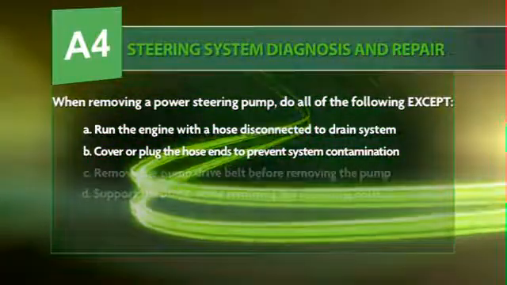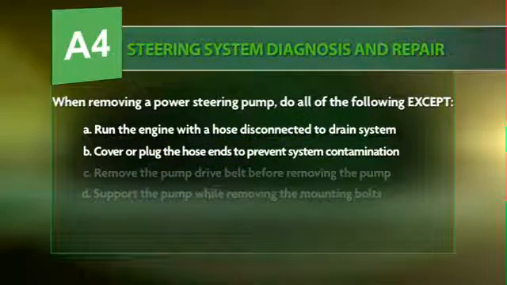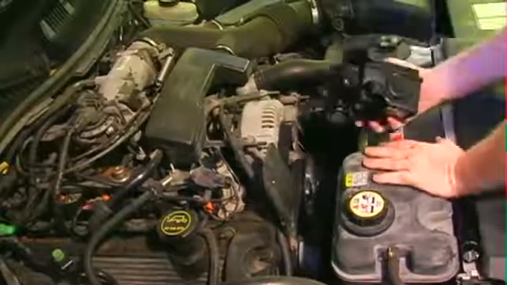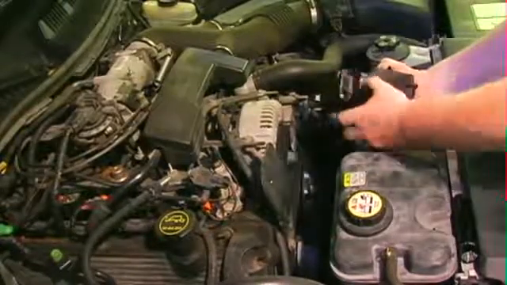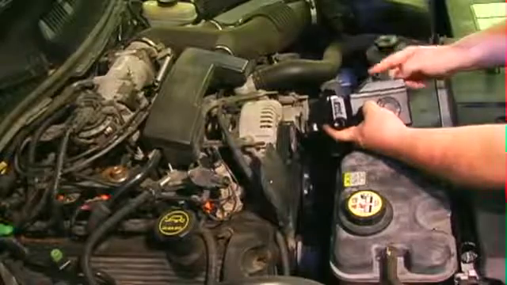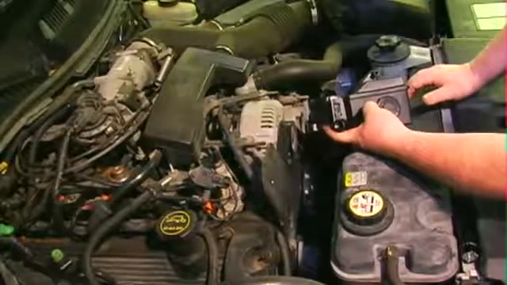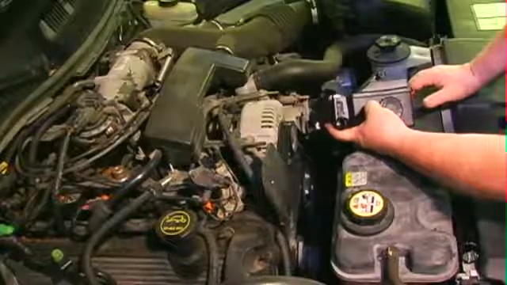If we look at A, run the engine with a hose disconnected to drain the system. Well, we do have to drain the system, but I'm not sure about running the engine. And B, cover or plug the hose ends to prevent system contamination. And here's a power steering pump. If I've got hoses for the pressure side and the suction side, the return side on the vehicle, it would make sense to go ahead and plug those up so I wouldn't get contamination.